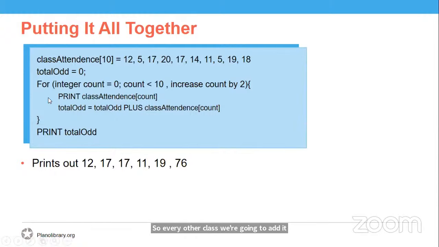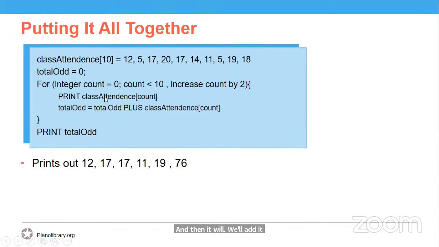Then we have a for loop here, which sets up an integer counter, a variable called count, and sets it to 0. The condition is while count is less than 10. And when it reaches the end of the loop, it will increase count by 2. Each time it goes through the loop, it's going to print the class attendance for the value of count. So we're referencing a spot in the array using the count variable. And then we'll add it up.